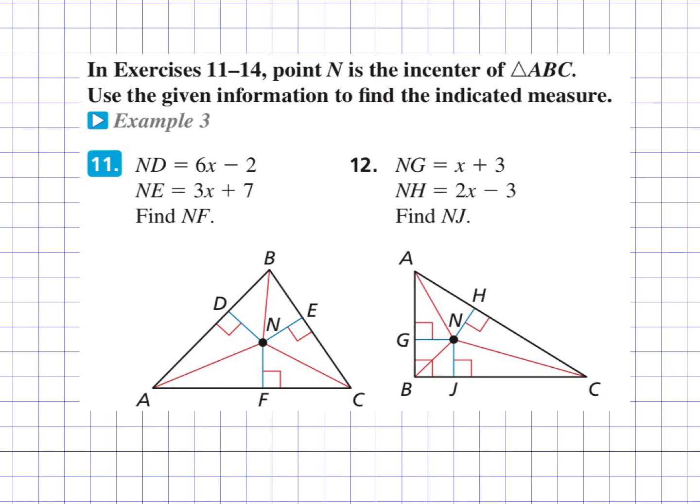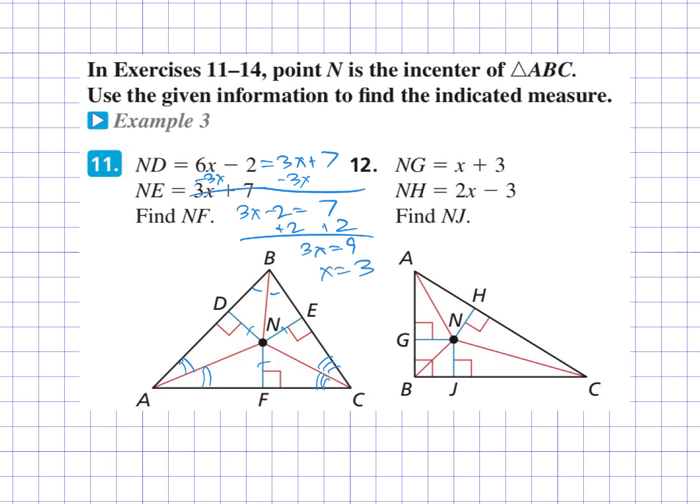Now we're doing incenter. So incenters are angle bisectors. So where they meet is equidistant to the sides of the triangle. So ND is 6x minus 2, and NE is 3x plus 7. So those are both equal to each other. So we set those equal to each other, and we solve. So subtract 3x, and they get 3x minus 2 equals 7. And add 2, 3x equals 9, divided by 3 is 3. So x is 3. It wants NF.